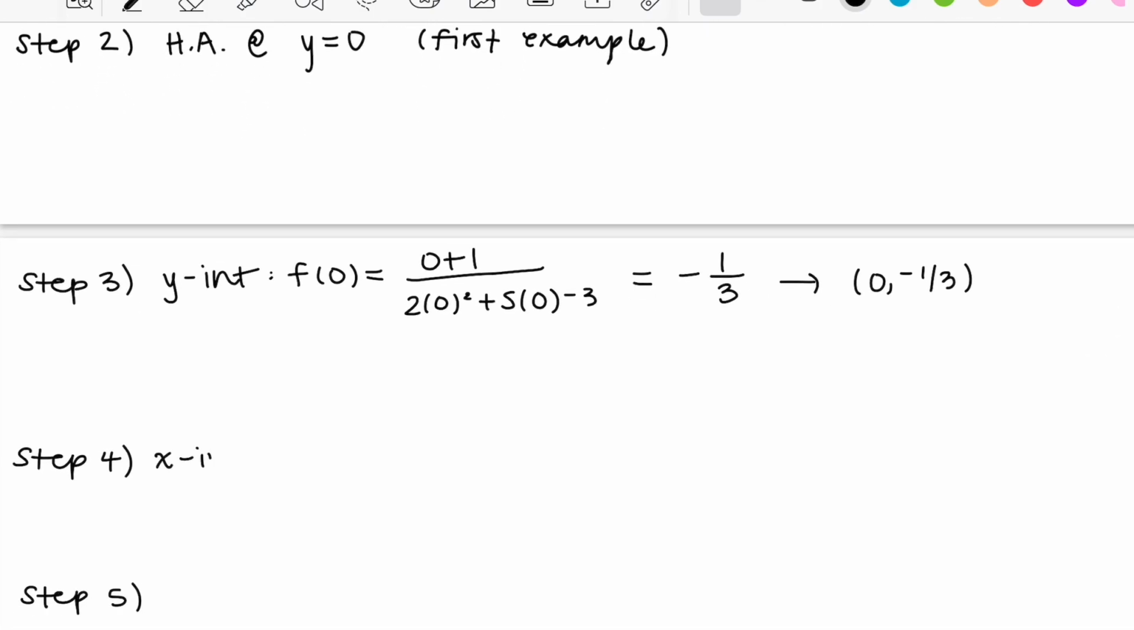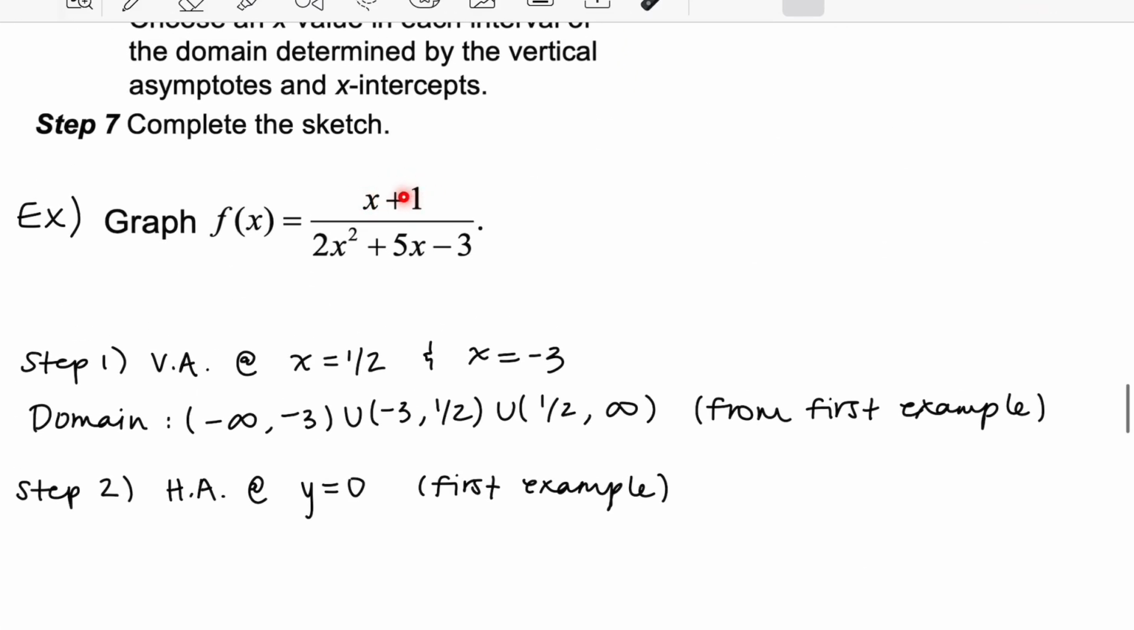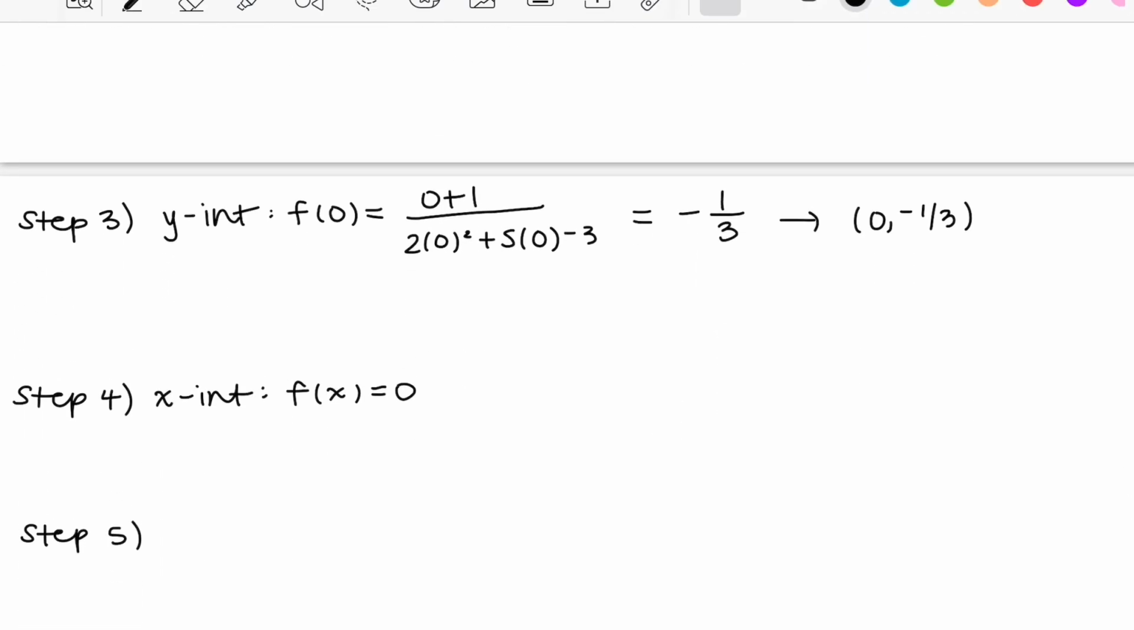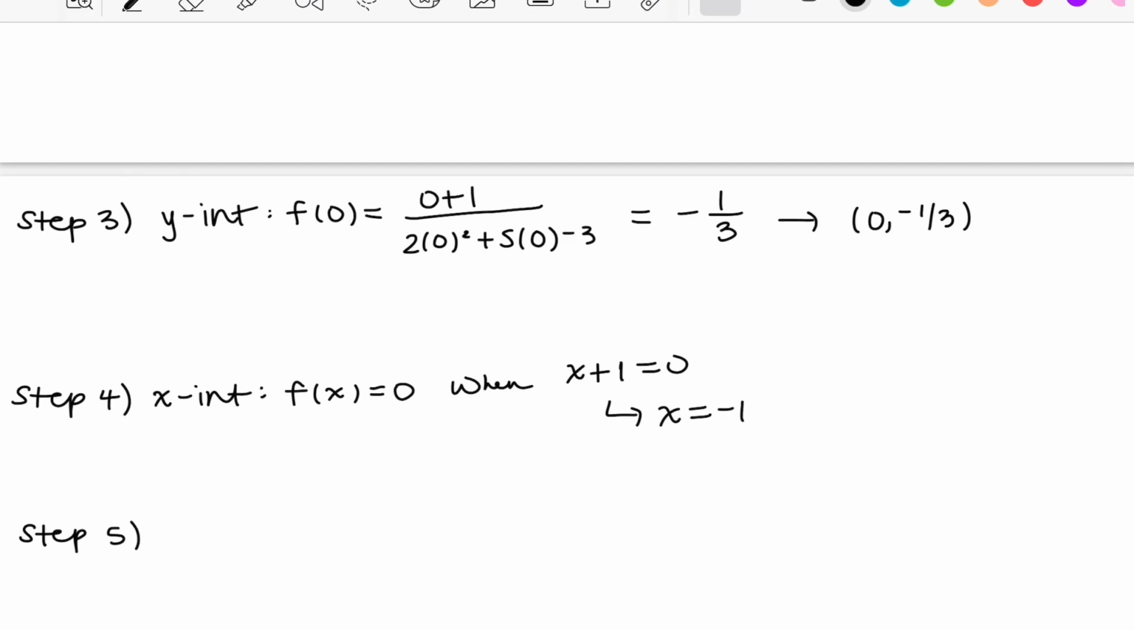On the other hand, if we want to find our x-intercept, we'll set our function equal to 0. And since we're dealing with a rational function, we know that this will only be equal to 0 when our numerator is equal to 0 and not our denominator. So, setting our numerator equal to 0, we can solve for x, and we get x is equal to -1. And so this tells us we'll have an x-intercept at (-1, 0).